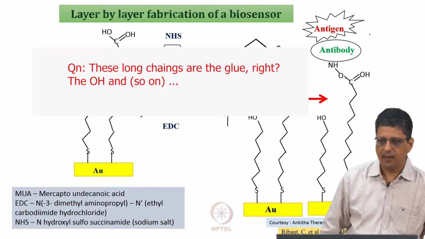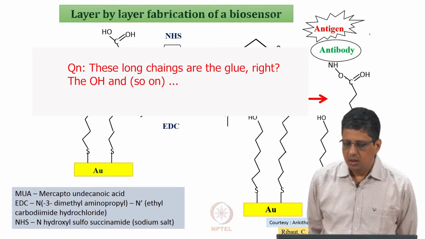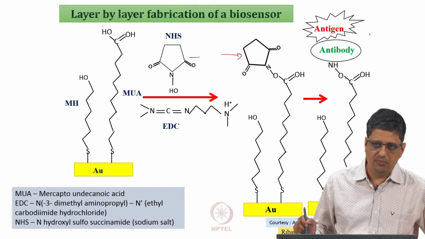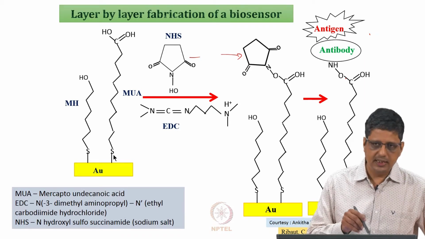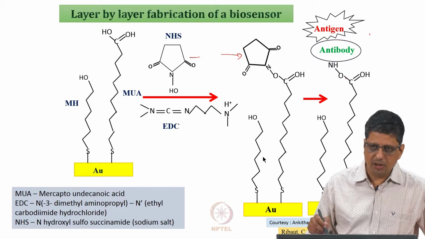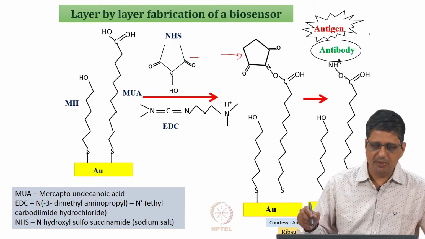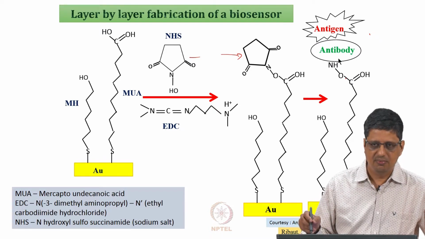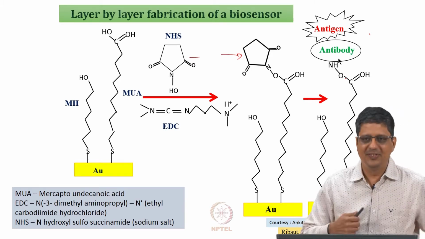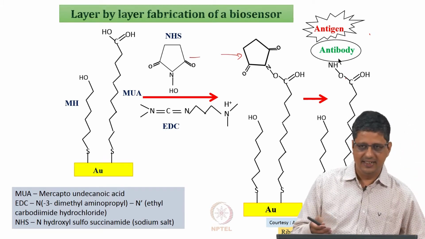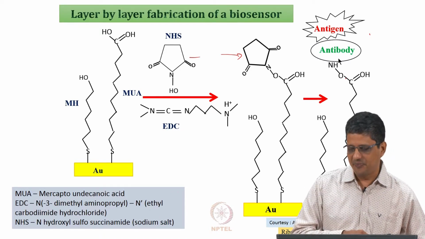So these long chains are the glue, with OH and OH. See, S is binding to the gold, so we need S here. You need long chains here. By the way, again I am not showing you this to scale. The antibody is actually going to be very large, but then it is going to go out of the slide. So do not think it is done to scale, it is just a way to see.